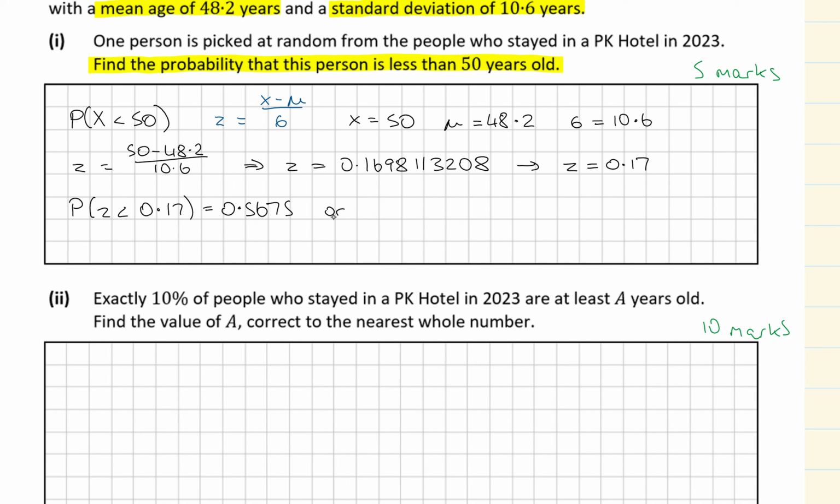Or else we can write it as 56.75%. Okay, that's part 1 answered.